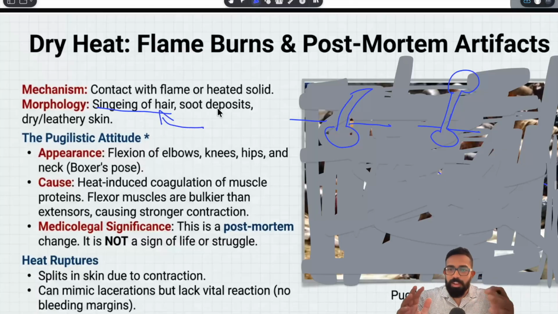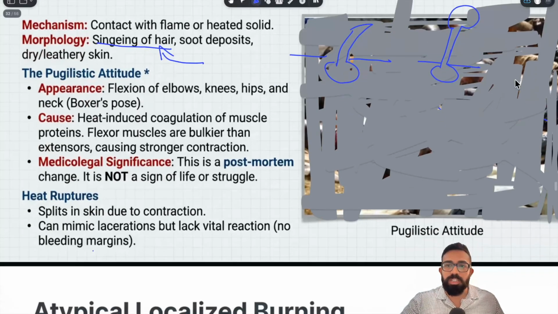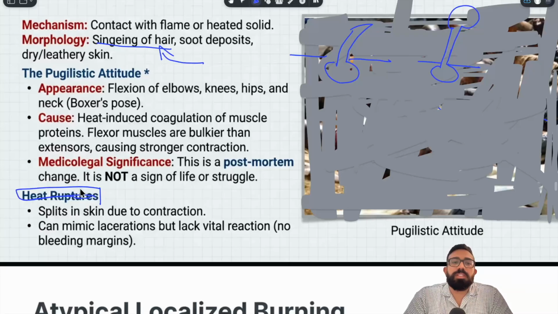Some images I have blurred wantedly because I cannot put those images on YouTube. So over here, one background image I have blurred. But let's focus on one artifact which is seen in burns, is that there are something called as heat ruptures. These are splits in the skin due to contraction.